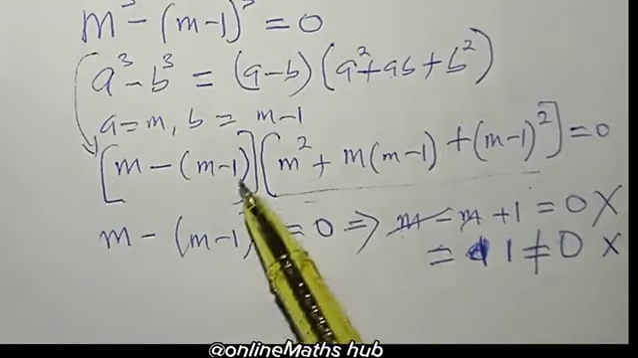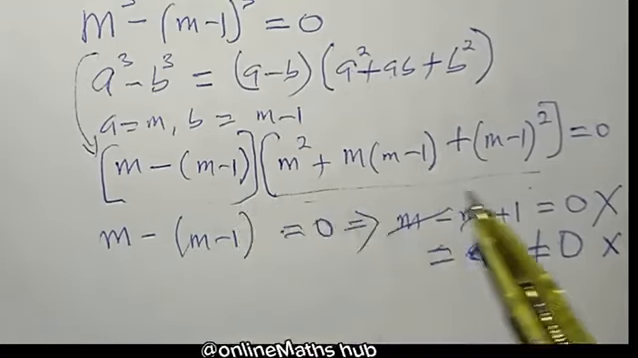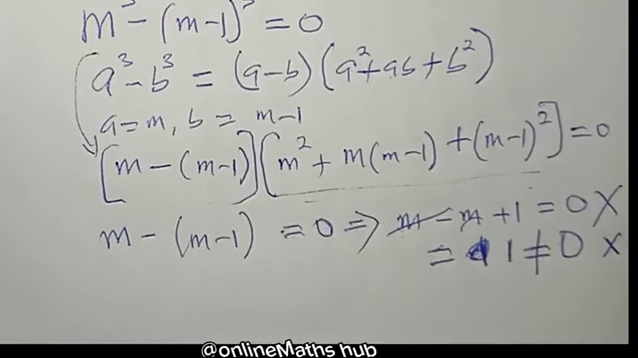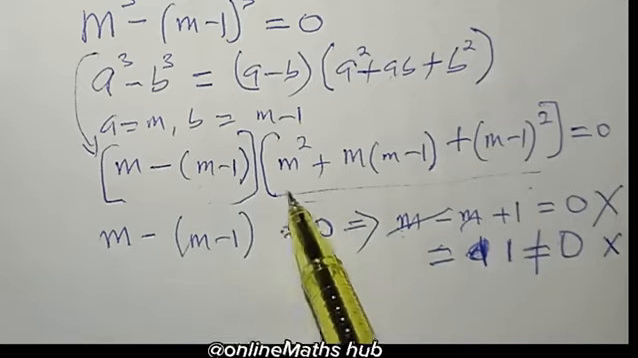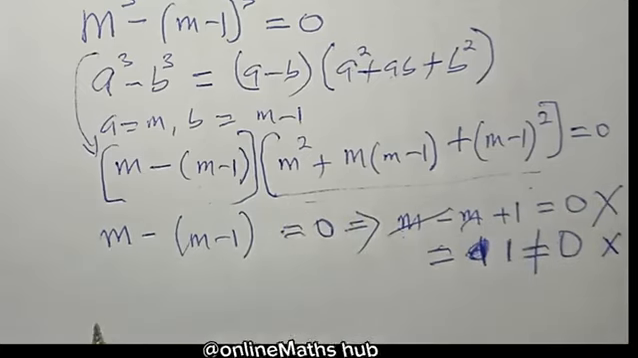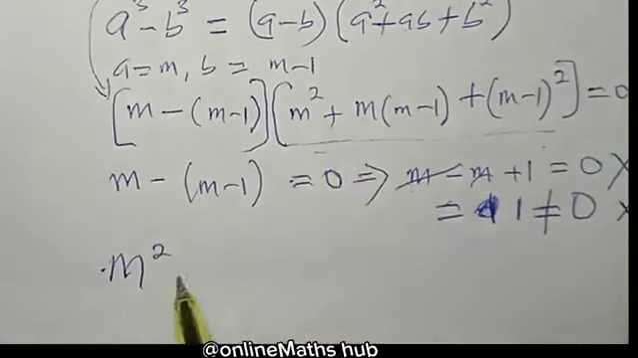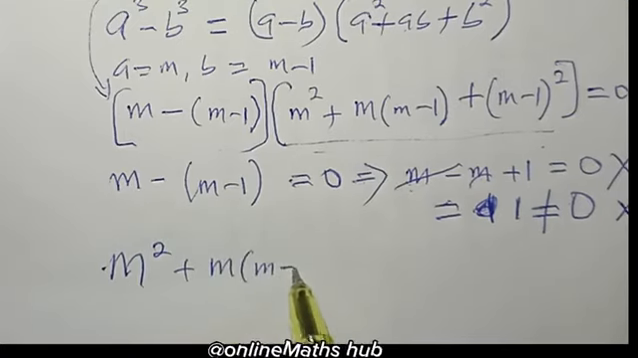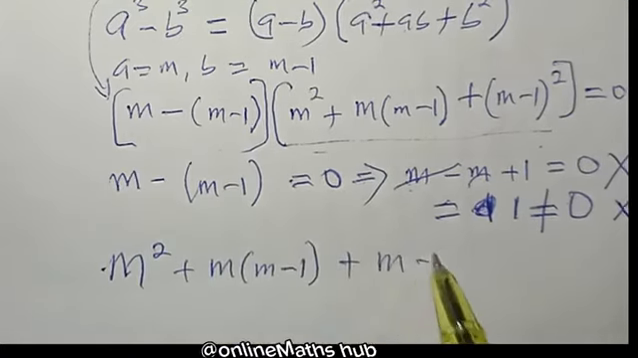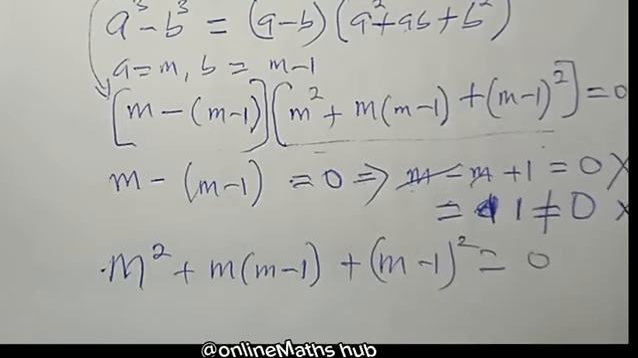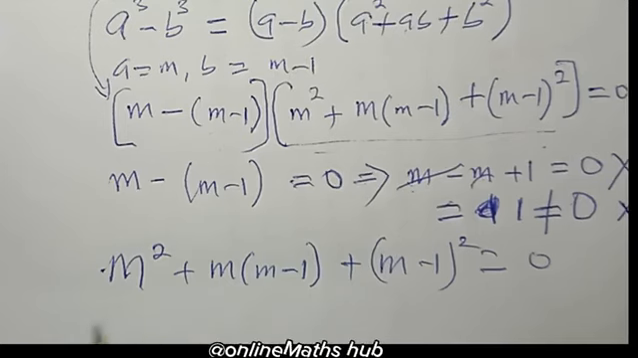Don't forget, whenever you have two terms multiplying themselves and they are equal to 0, either the first term or the second term is equal to 0. So let's now check this case. Okay, so what we have is m squared, plus m into m minus 1 plus m minus 1 squared is equal to 0. So we can go ahead to simplify. I'm just going to go ahead to open this bracket right here.